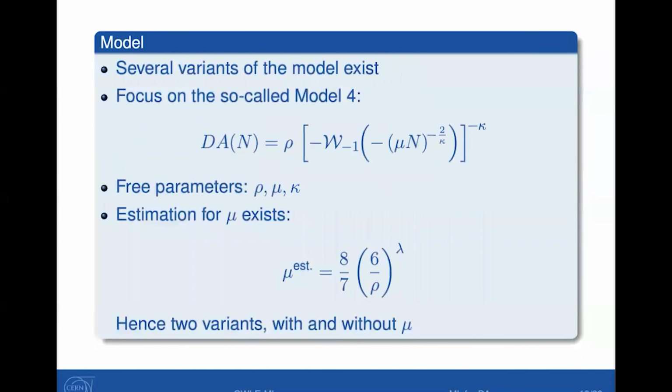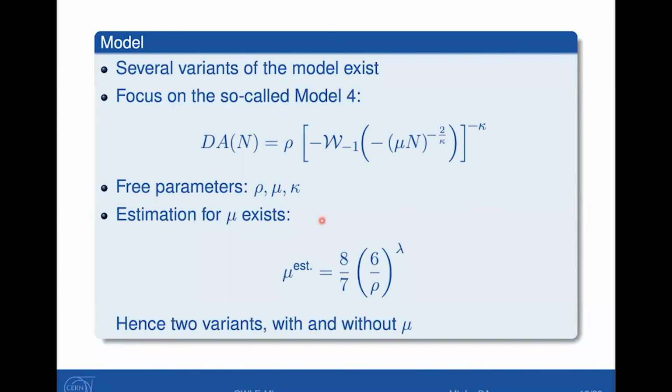Okay, so what is the model? We have several variants of this model. What I present here will be using model 4. That's what we call this model. This curly W is the Lambert W function, some exotic mathematical function. It's the inverse of x times e to the x, just so you know. But what is important for the model is that it has 3 parameters, rho, mu, and kappa. Kappa defines the curvature of the curve, more or less. Rho is some general scaling, and mu is some adaptive parameter.